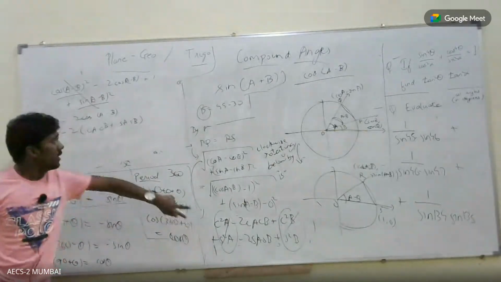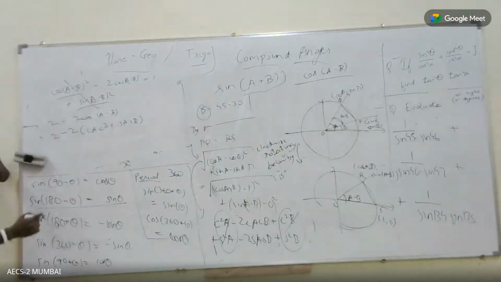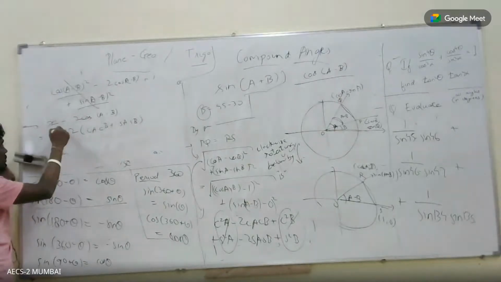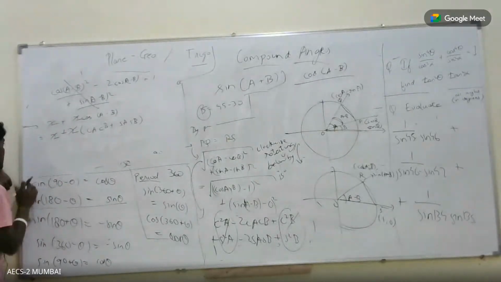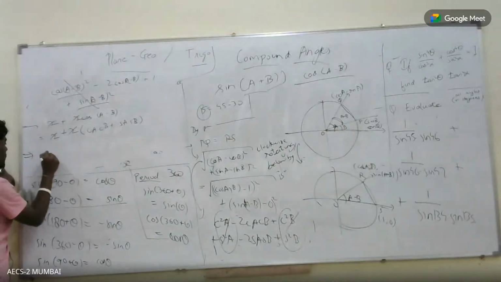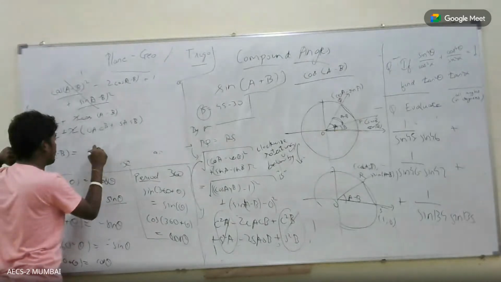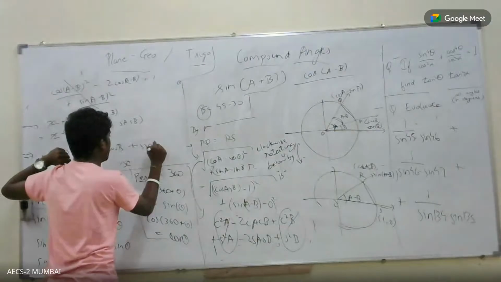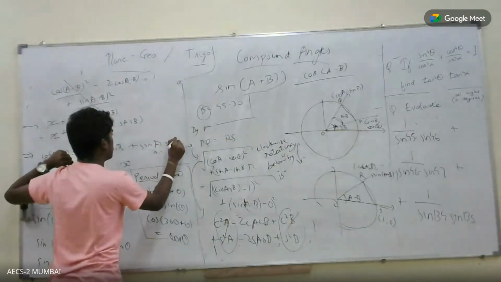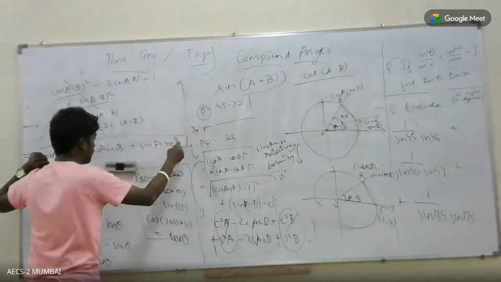Correct? From here and from here we have this identity. So 2 goes off, minus 2 becomes plus, this also 2 gets cancelled, and you end up with the identity that tells you cos of A minus B is equal to cos A cos B plus sin A sin B. That concludes this proof.